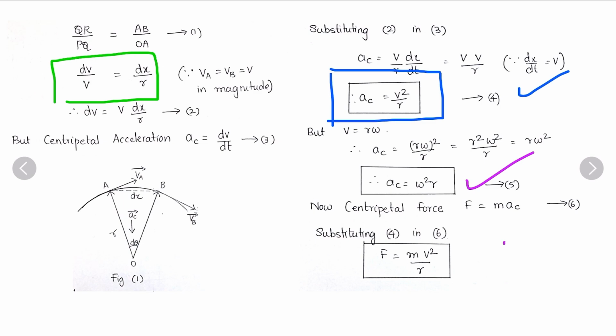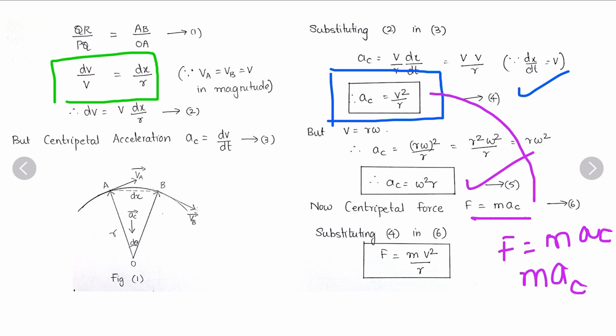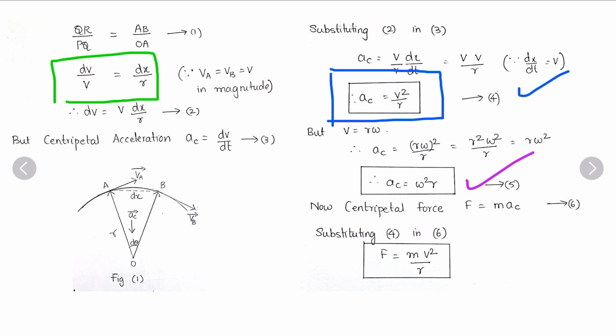Now force is equal to M into A as per Newton's second law. M means mass, A means acceleration. Here it is centripetal acceleration, therefore we keep the subscript C, that is, F is equal to MAC. Substituting the value of A from equation 4 in 6, F is equal to M, and in place of A we write V square by R. So you are getting MV square by R.